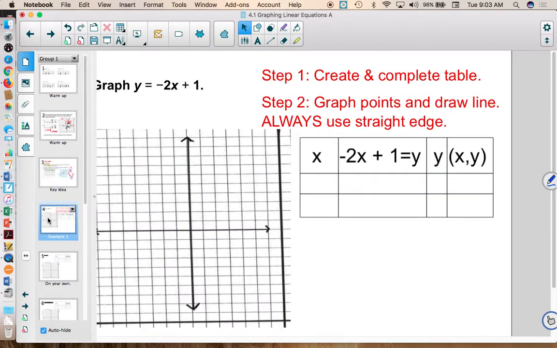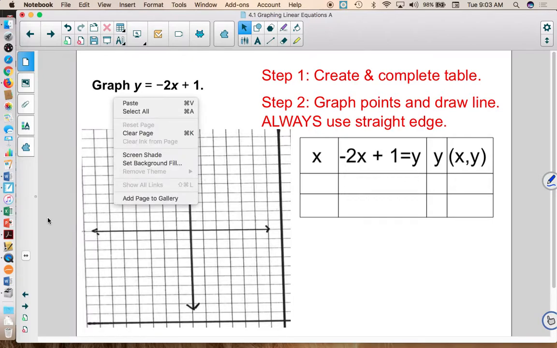Okay, here's what you're going to do. You need to graph this. Create and complete the table. You're creating a function table. We just make our own. Actually, it's made there for you. You get to graph the points and draw a line. You get to plug in the values of x.